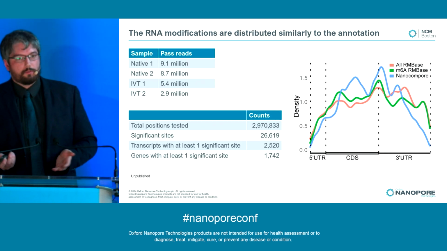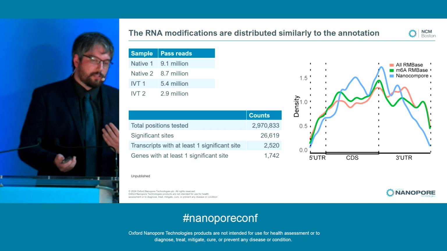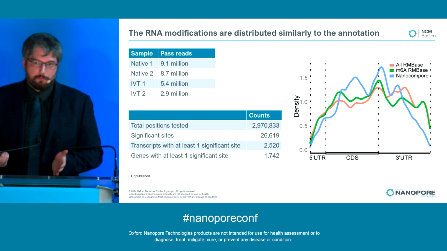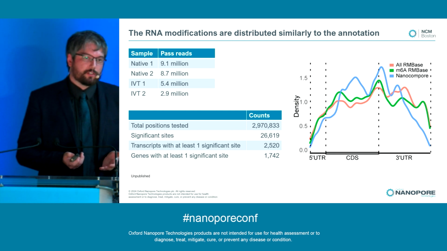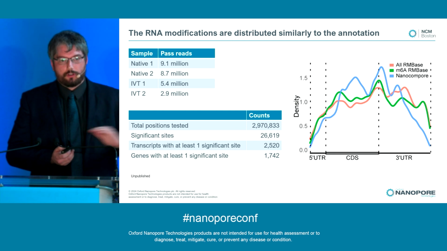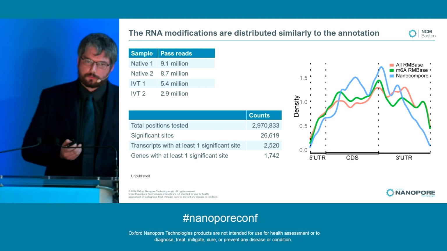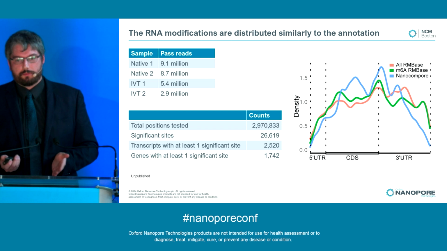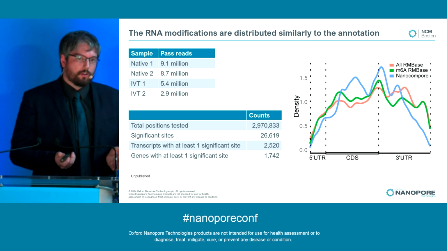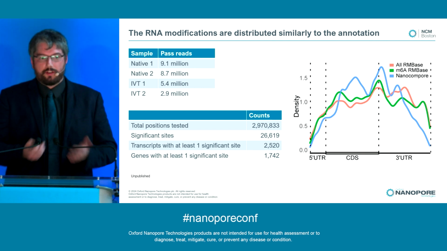And so when we do these comparisons with a wild type versus our IVT sample, we got about 10 million versus about 5 million reads from each of our 2 samples. We tested almost 3 million positions, and we found 26,000 significant sites. And if we look at the distribution across all transcripts, we see a peak right at the stop codon, which is consistent with what's known about M6A. So we think that most of our signal is coming from M6A, which is expected. And then when we compare to databases of these RNA modifications, we have fairly good concordance there.